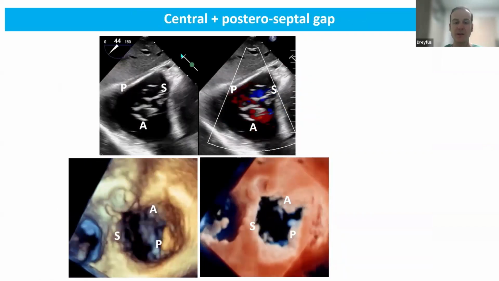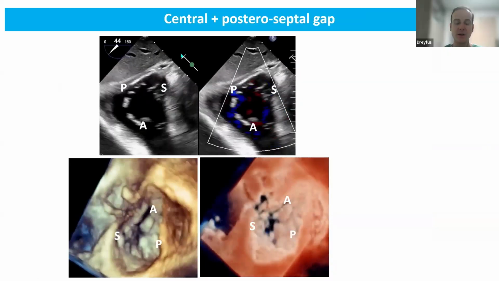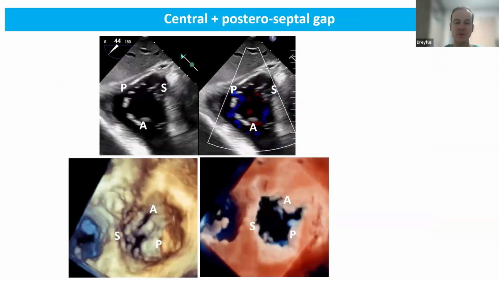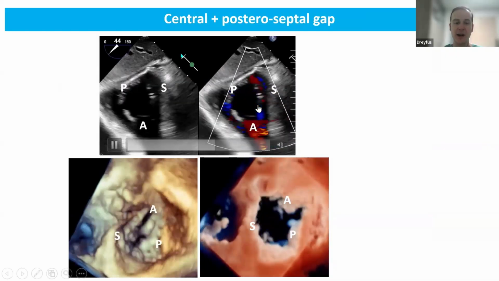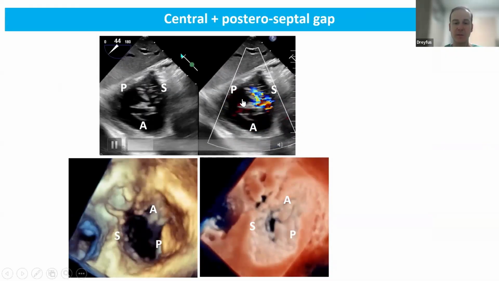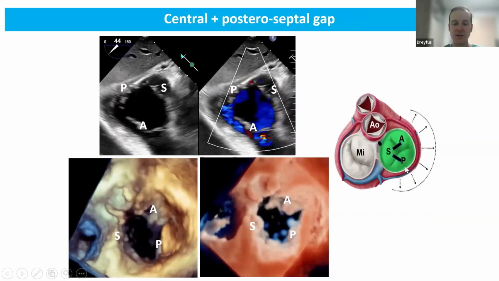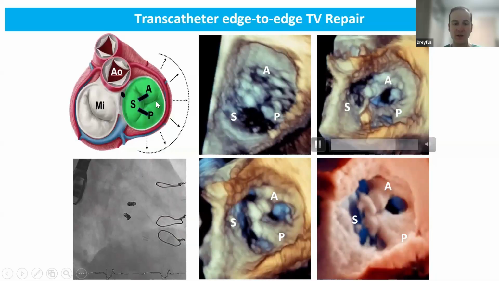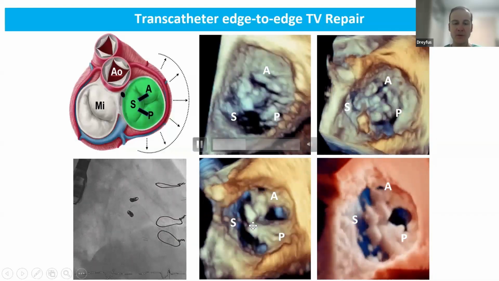The second possibility is when you have a patient with not only a central tricuspid regurgitation, but also a posterior regurgitation. And in this situation, you have to treat both anteroseptal part, but also the posteroseptal part if you want to be efficient. And this is what we did in this case. And you can see the first clip that will be anteroseptal and the second which will be posteroseptal.